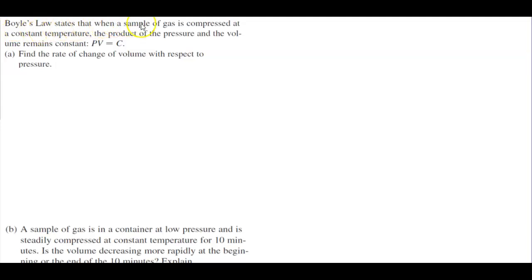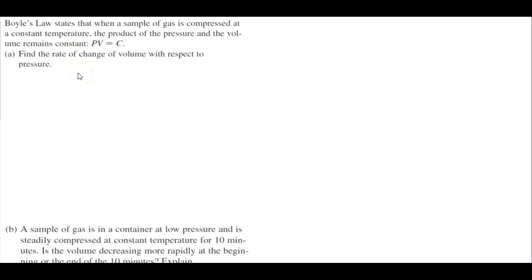Boyle's law states that when a sample of gas is compressed at a constant temperature, the product of the pressure and the volume remains constant. PV is equal to C. In part A, what we want to be able to do is find the rate of change of volume with respect to pressure.